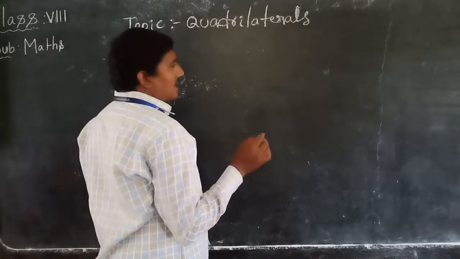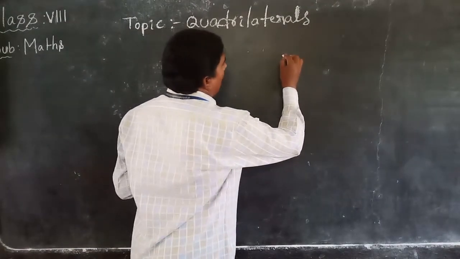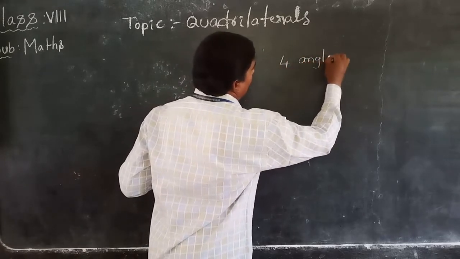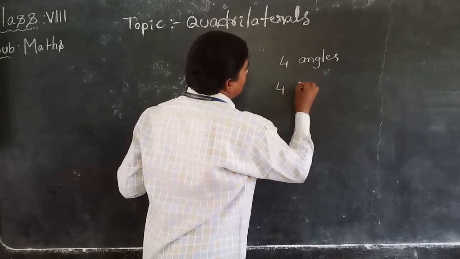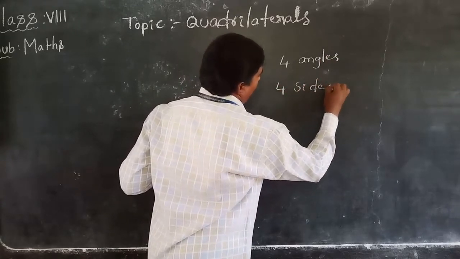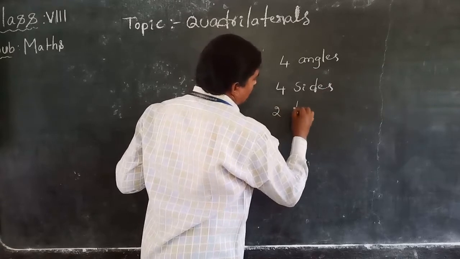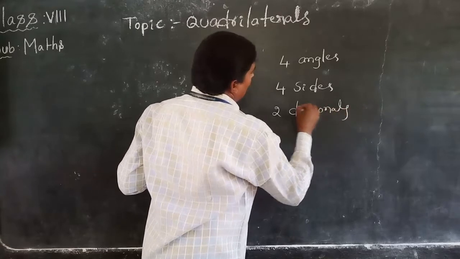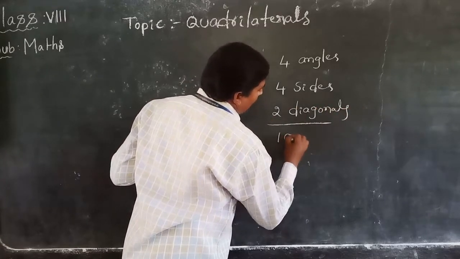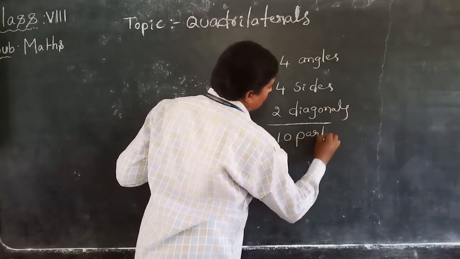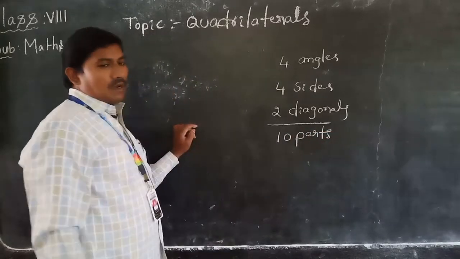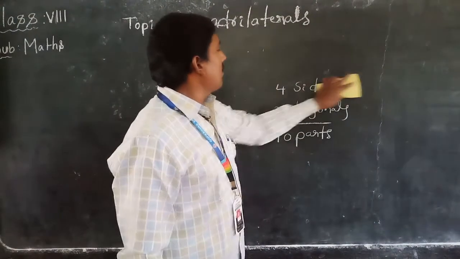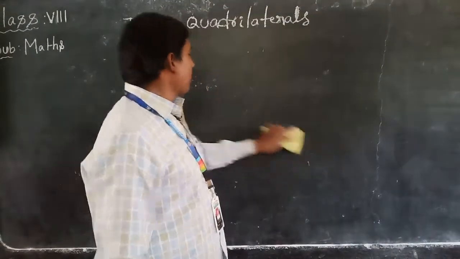A quadrilateral has 10 parts: 4 angles, 4 sides, and 2 diagonals. In total, a quadrilateral has 10 parts. Now we will discuss the remaining properties. A quadrilateral has some individual properties.